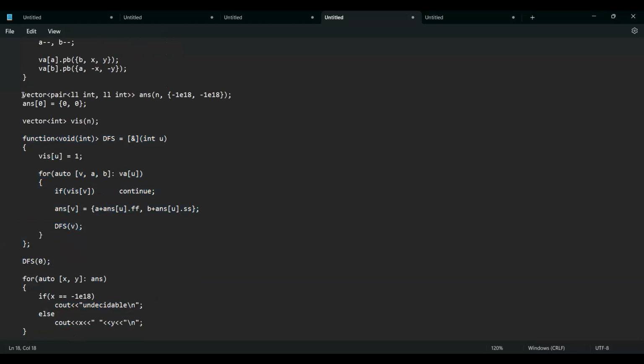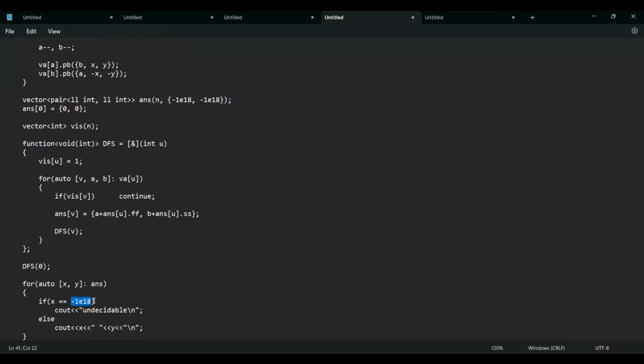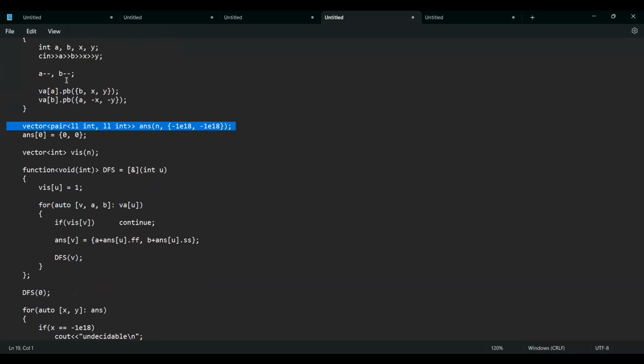Coming to this first, it will have my answer for each person. Initially, everything is minus 10^18 and minus 10^18. Why? Because finally, if something is still minus 10^18, it was not reachable. That person was not reachable, so that's why it is undecidable. Otherwise, I can print these two. And how did I decide minus 10^18? Values of x and y vary between minus 10 to the power 9 and 10 to the power 9. So even if I added all the values, 10 to the power 9 times 10 to the power 5 is something like 10 to the power 14. So these values are never possible. That's why I have initialized everything in my answer first as this. Then I have made my answer for 0 as this. Why?